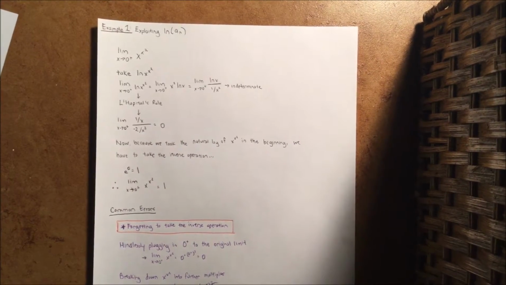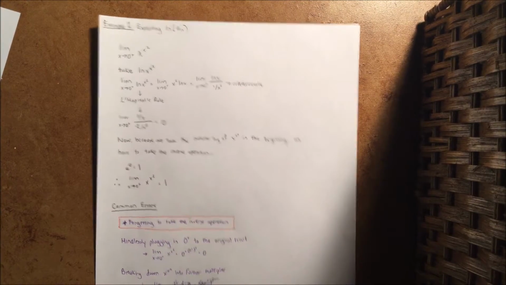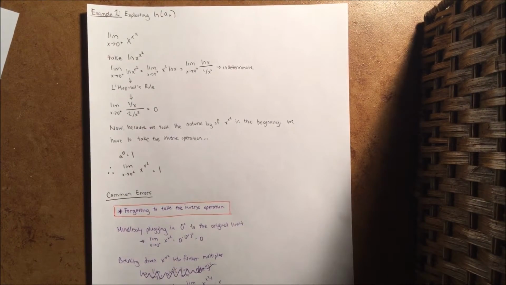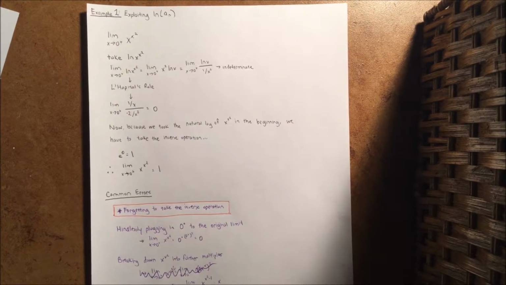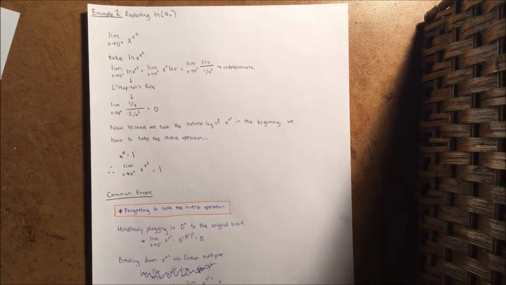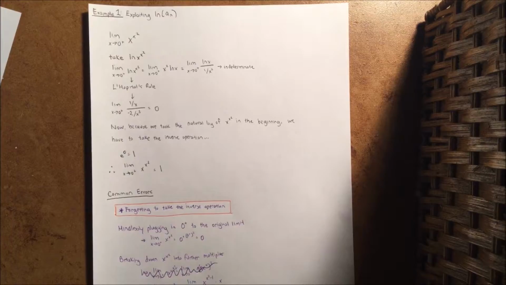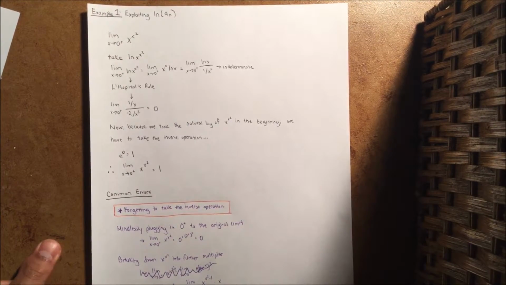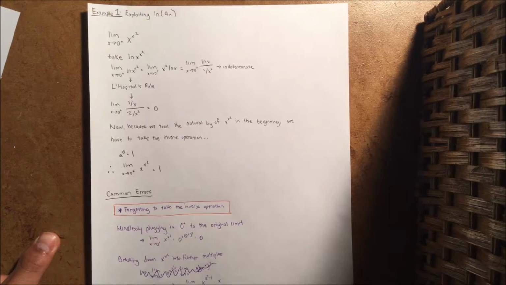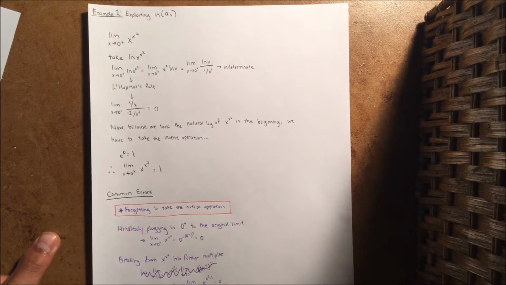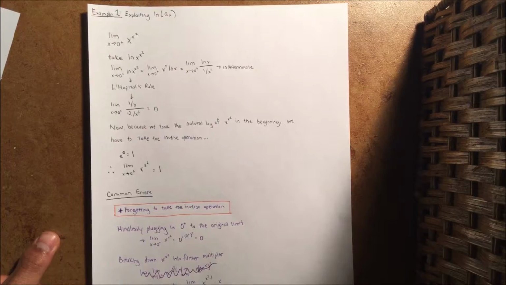Some very common errors with this: number 1, forgetting to take the inverse operation at the end of the problem. This is an extremely common error, in that one can oftentimes solve for the limit as x approaches a certain number of the natural log of an expression instead of the expression itself. So one should always remember to take the inverse operation as soon as you're finished with finding the limit of the natural log. The second common error is to mindlessly plug 0 from the right into the initial limit. In this case, we would get an answer of 0 if we had applied it as such.